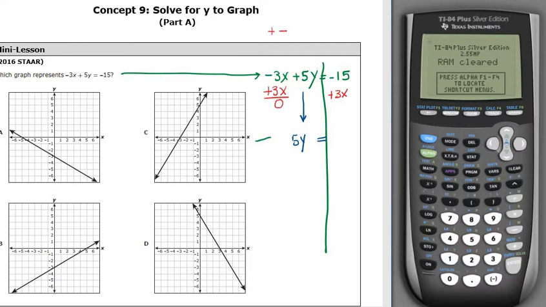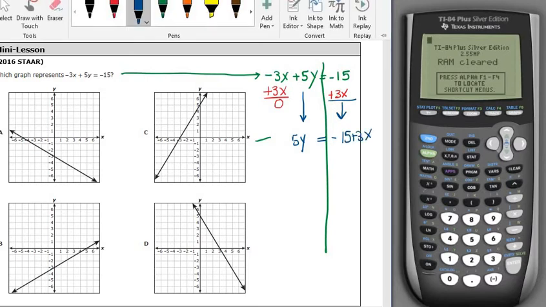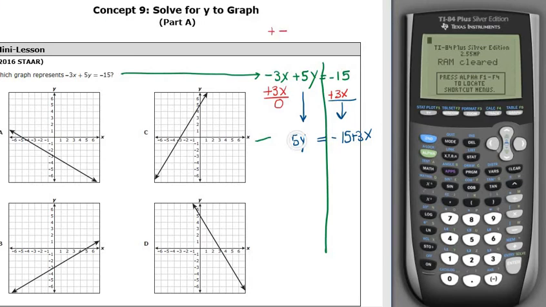Same for these two guys. I can't actually add them because he has an x and he doesn't. They're not like terms. So I'm going to bring them both down. Negative 15 plus 3x. I still have that 5 left in front of the y. They're being multiplied. So to get rid of a coefficient, I'm going to divide by that number everywhere.